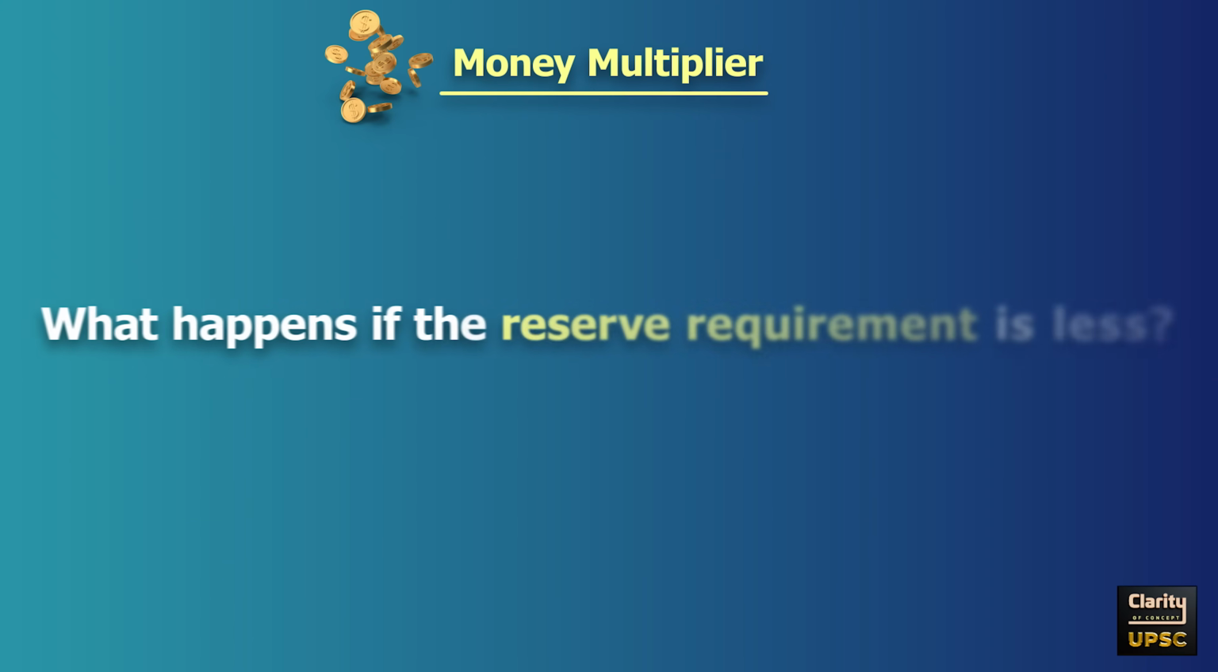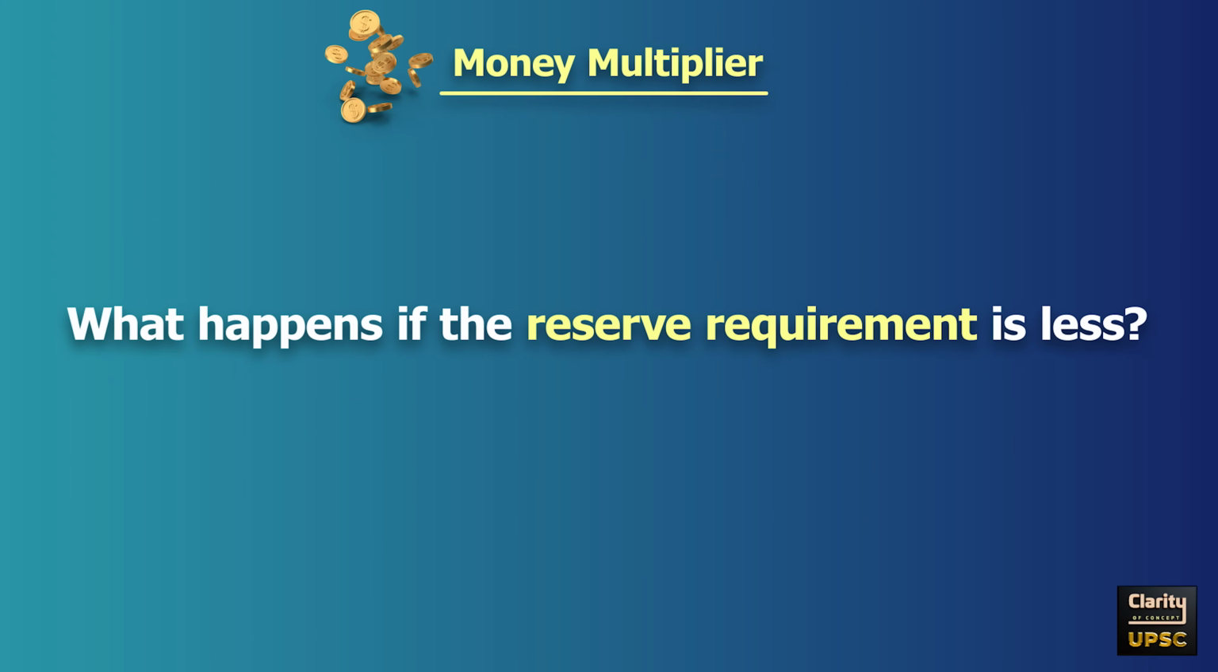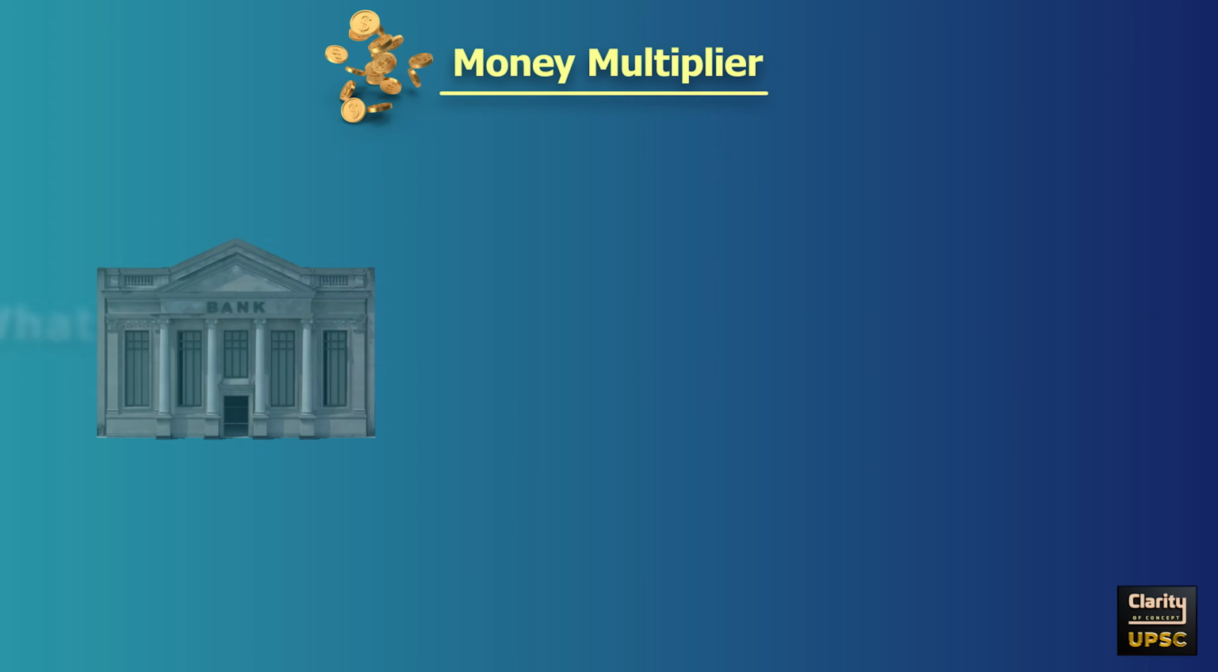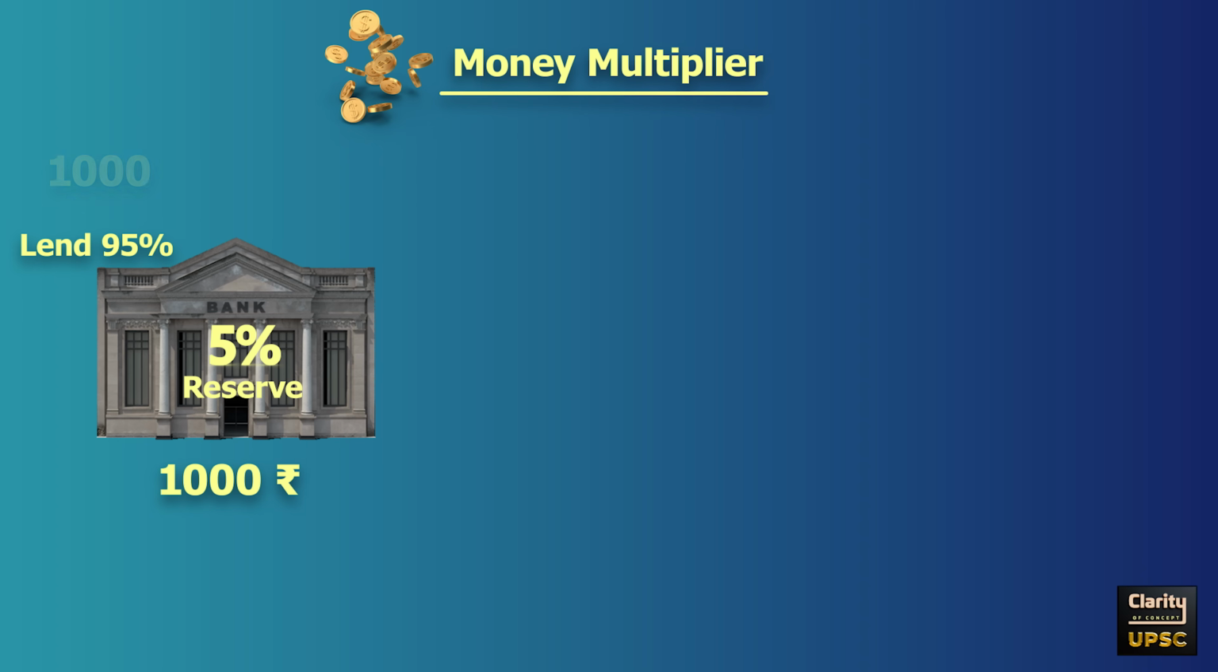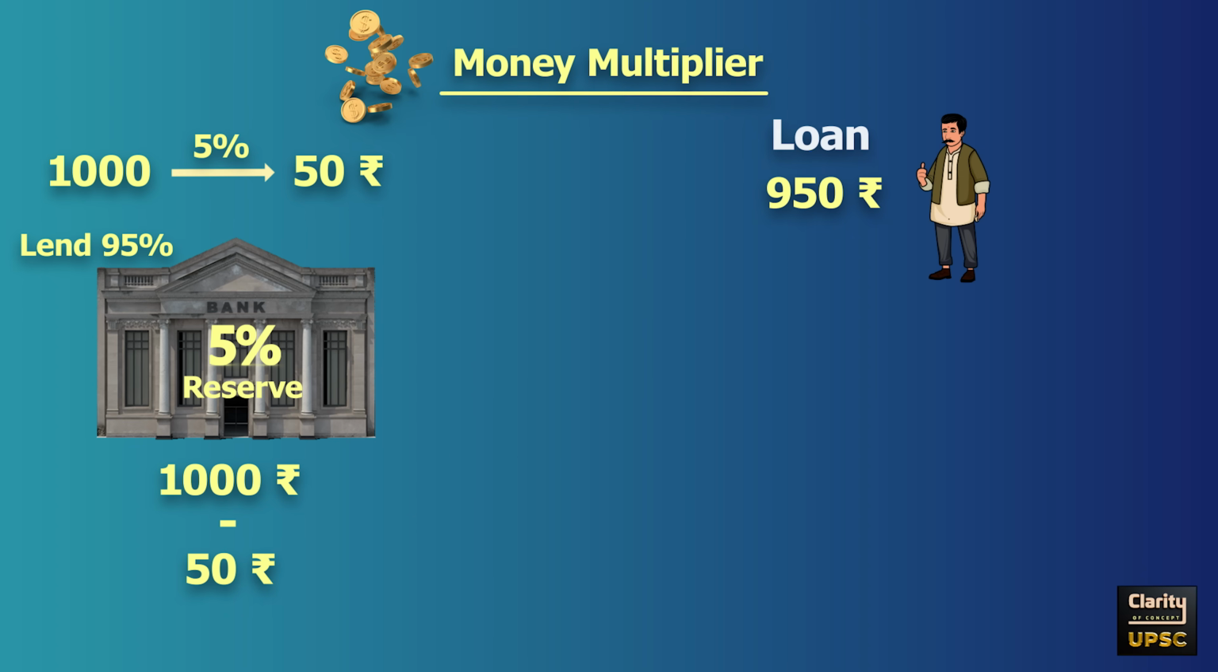Now let us see what happens if the reserve requirement is less. Suppose the bank has to keep only 5% as reserve. This means the bank can lend 95% of the money. Let us take the same example of 1000 rupees. Bank keeps 5% of 1000 rupees. That is 50 rupees kept aside. Now 950 rupees is given as loan.